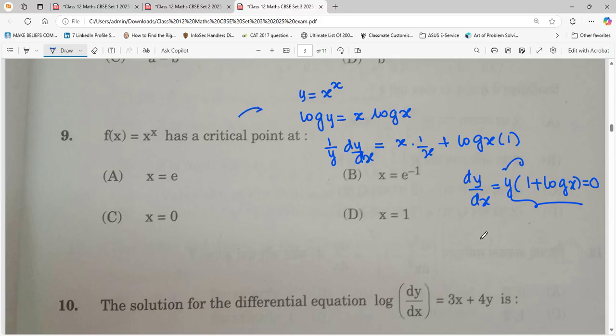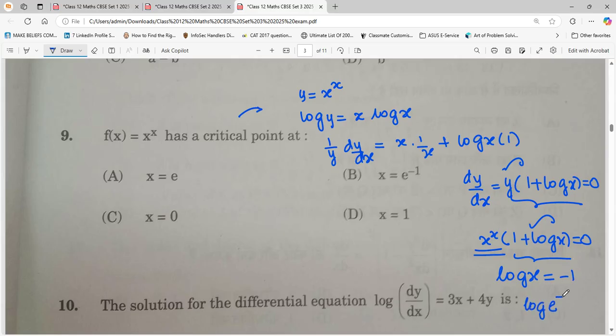So y is x power x. It cannot be 0. X power x cannot be 0. So 1 plus log x has to be 0. Any exponential term can never become 0, so only the other terms can become 0. So log x has to be minus 1. If log x is minus 1, it has to be log of e power minus 1, which is minus 1. So the answer is x has to be e power minus 1. So the answer is option B.